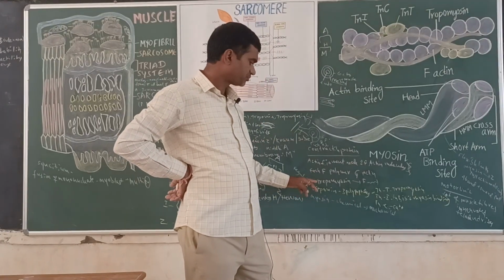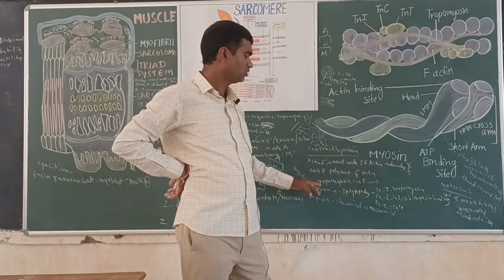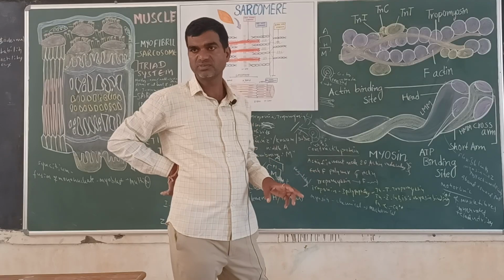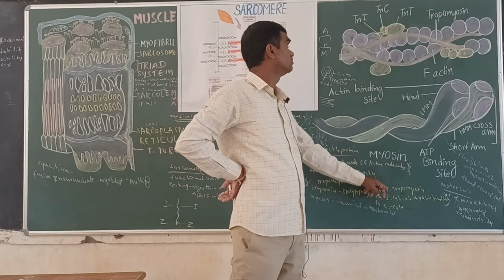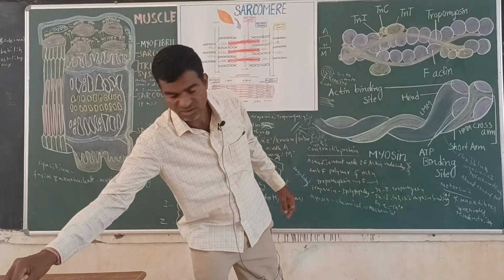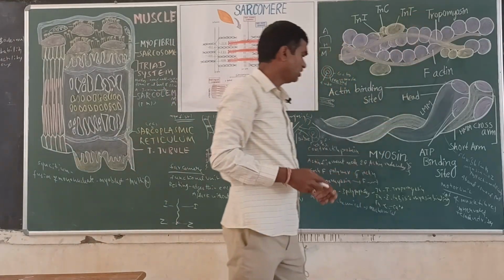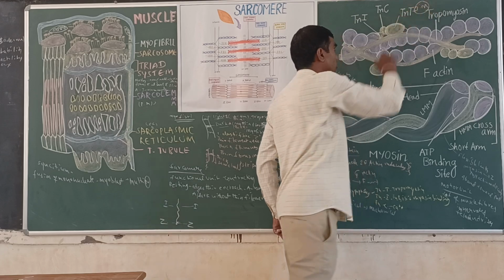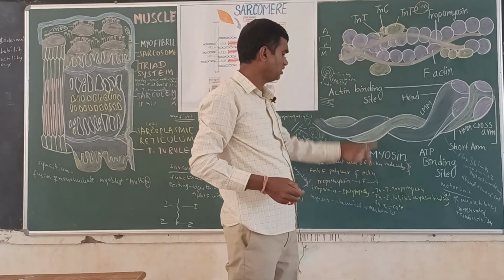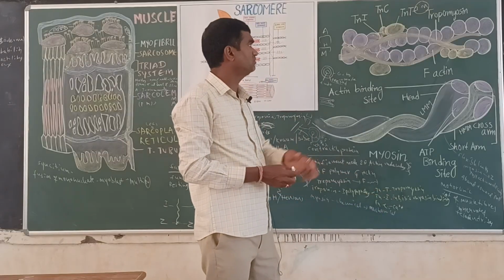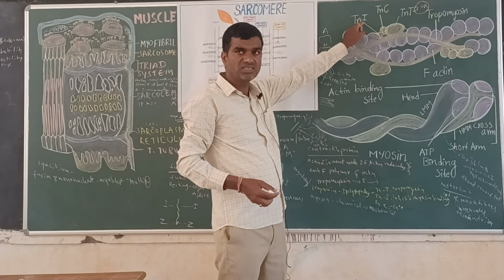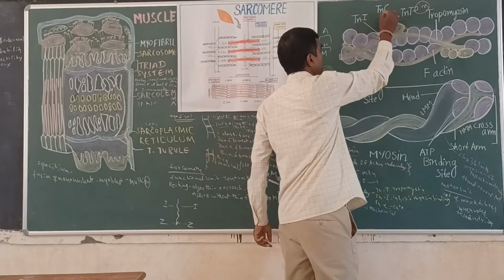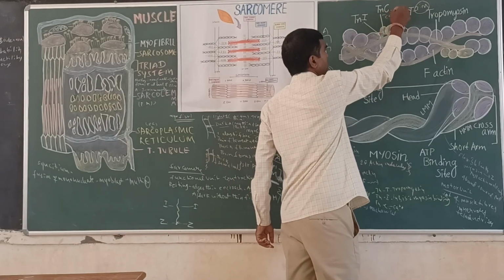Now see here, tropomyosin and troponin are both called regulatory proteins. It is very important from the NEET point of view. And TNT, so what is TNT? This is the TNT. TNT is binding with the tropomyosin. And next is TNI. TNI inhibits the myosin binding sites. And next is TNC. TNC binds to calcium.